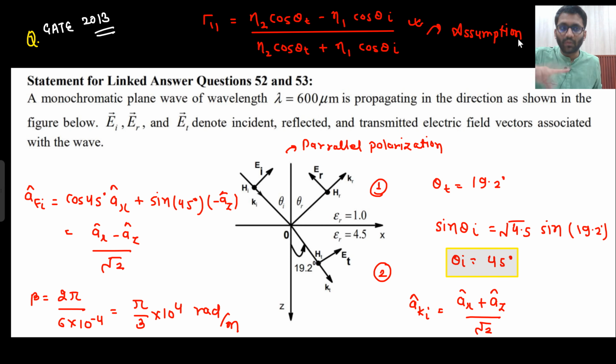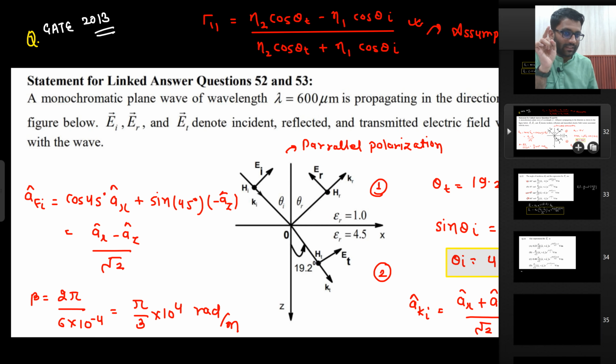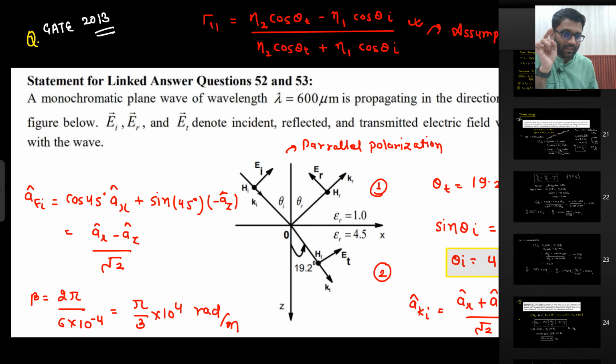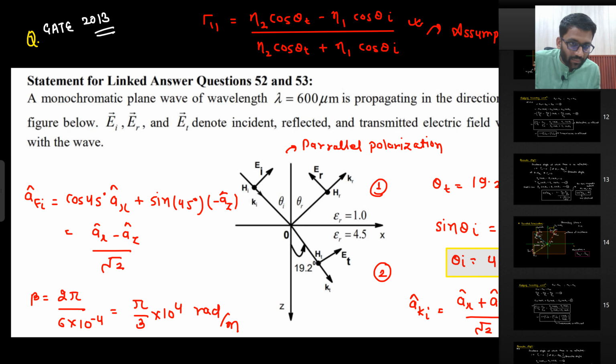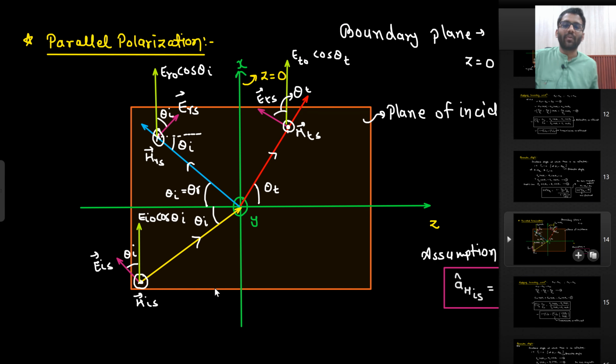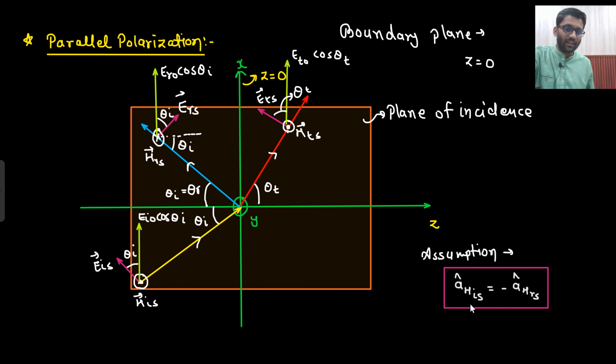But in case of parallel polarization, what did I say? What is the assumption? The assumption is incident and reflected magnetic field are in the opposite direction. When we were studying parallel polarization, should I get back to the slides? Yes, I should. So when we were studying parallel polarization, this was our parallel polarization. So what was the assumption? That incident and reflected magnetic field are in the opposite direction. This was the assumption we made.